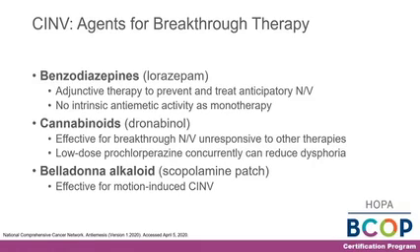Other agents that may be utilized in specific situations include lorazepam, which can be used as an adjunct to prevent and treat anticipatory nausea and vomiting. Cannabinoids such as dronabinol have been shown to be effective in the breakthrough setting, particularly in patients who have not responded to other therapies. So this would not be your first choice for breakthrough nausea and vomiting, but may be used in more refractory patients.